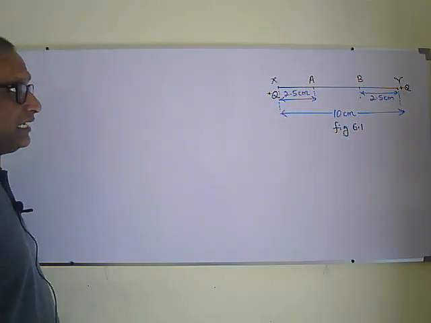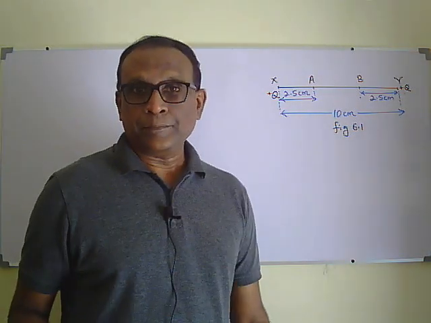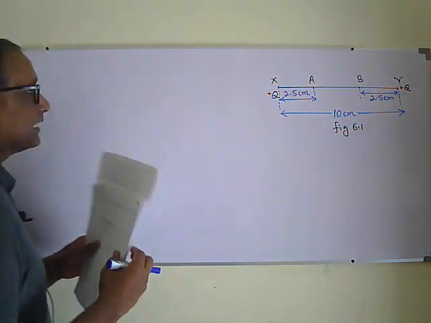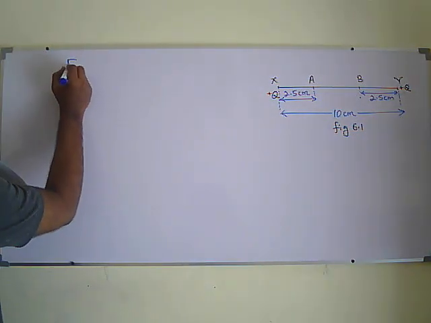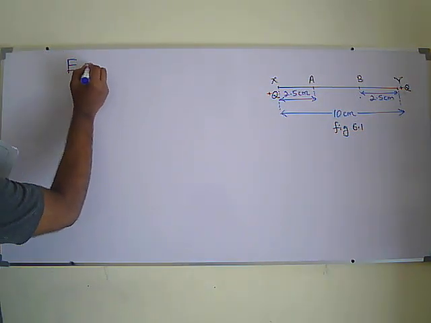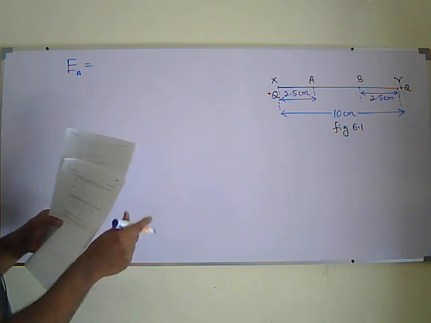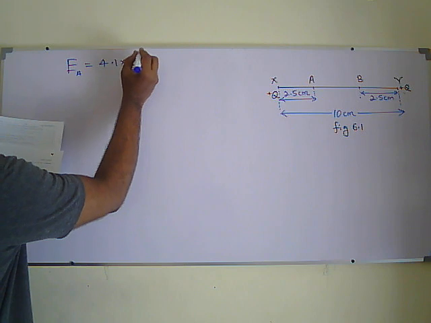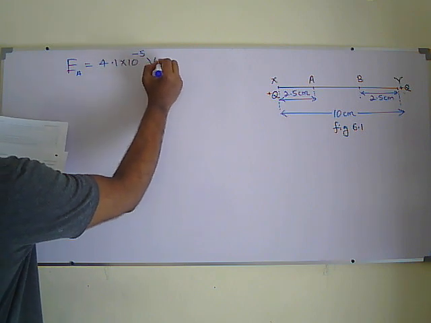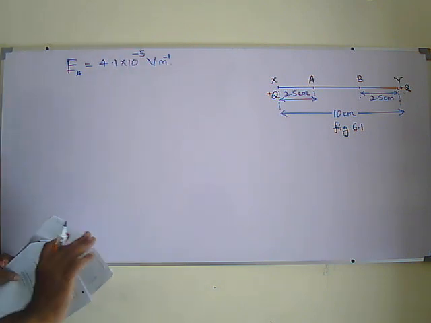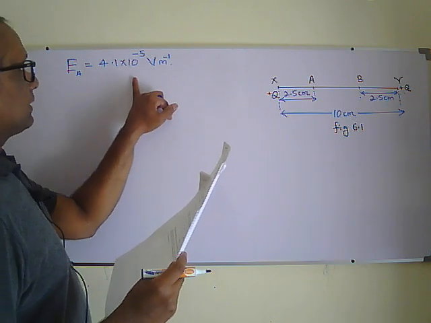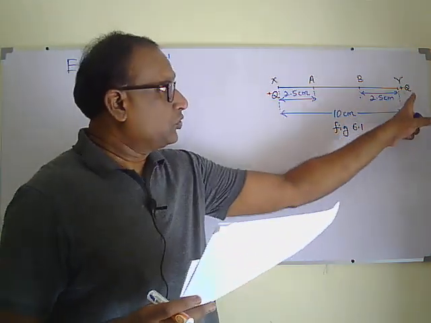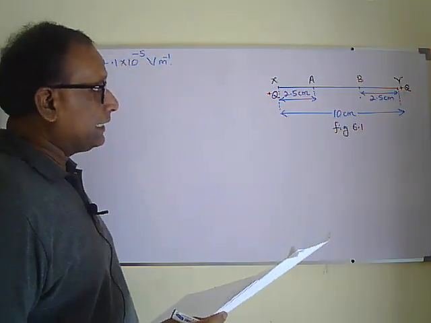You know electric field strength is a vector quantity. The resultant electric field strength at A is given. So I can say E A, electric field strength at A, is 4.1 into 10 to the power minus 5 volt per meter or Newton per coulomb, both the same, right? Okay, that's the electric field strength. So we need to find the value of Q, both charges having the same magnitude.